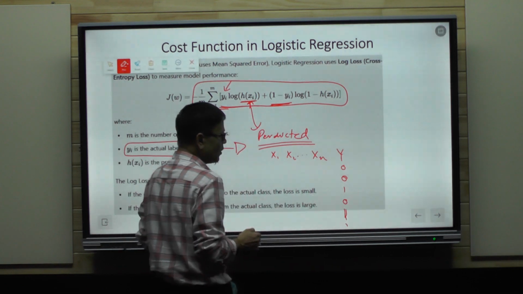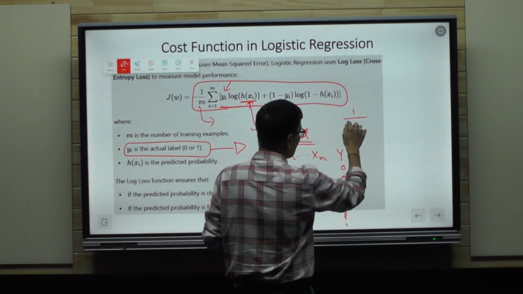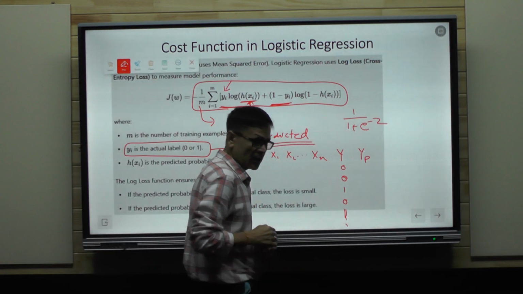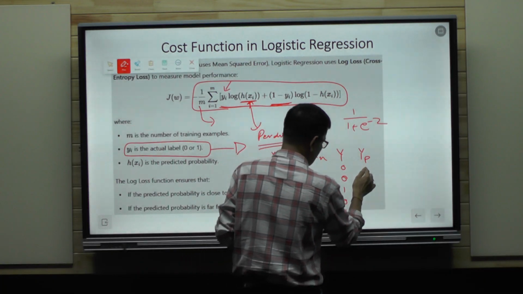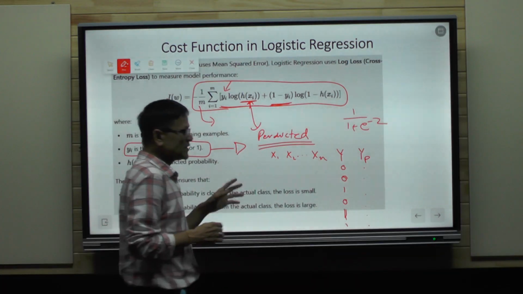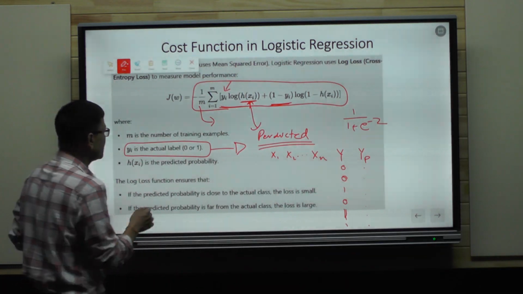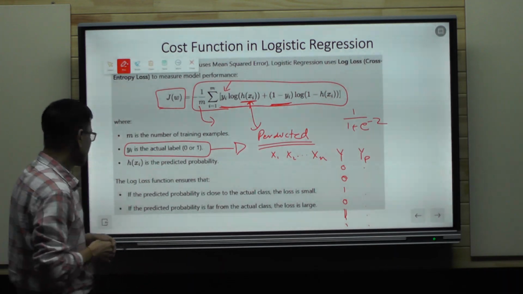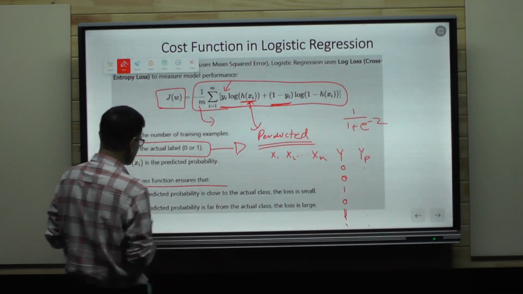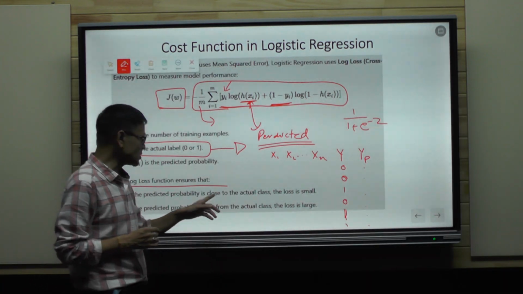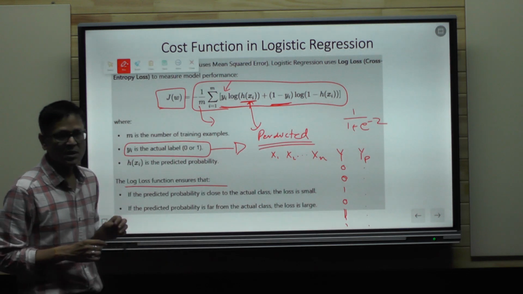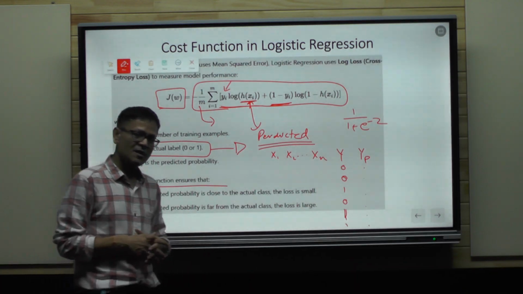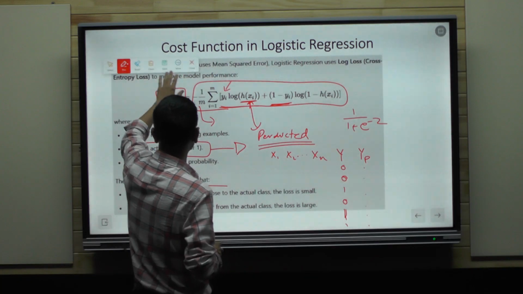Okay. Now you calculate by using the formula 1 upon 1 plus e to the power minus z, y predicted. Okay. So by using the y predicted, you will have certain values. So once those values are found out, you can calculate the loss or the log loss. So the log loss function ensures that the predicted probability is close to the actual class and loss is small. If the predicted probability is far from the actual class, the loss is large. So this is the simple meaning.